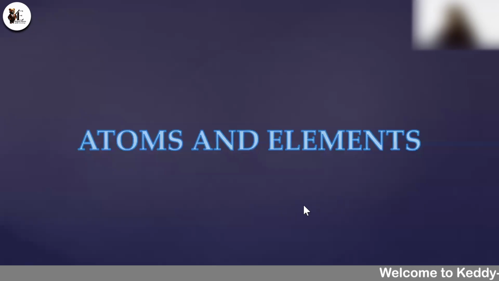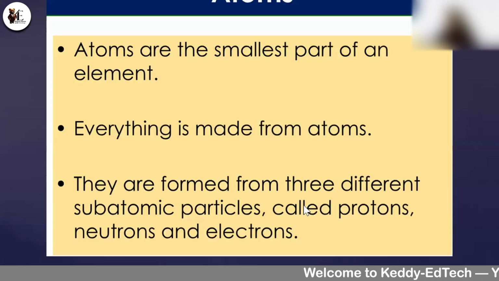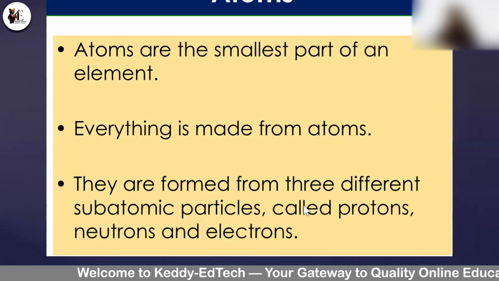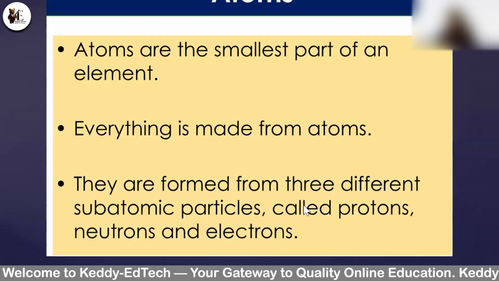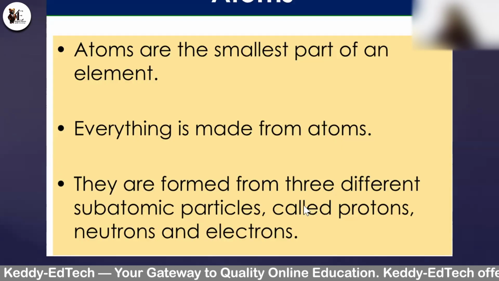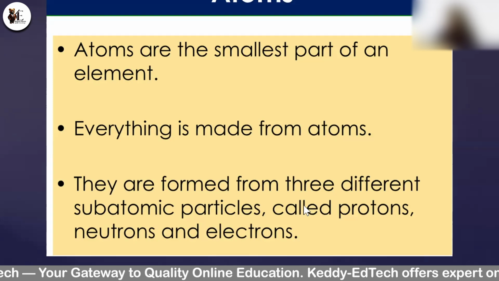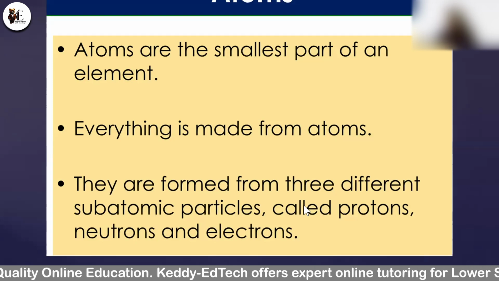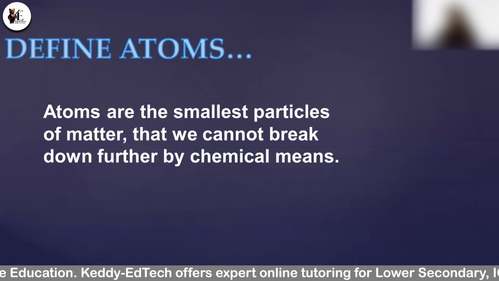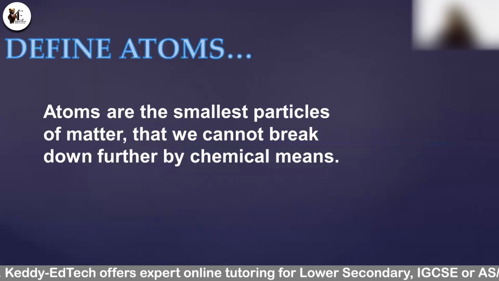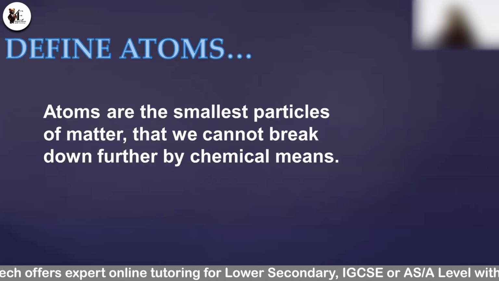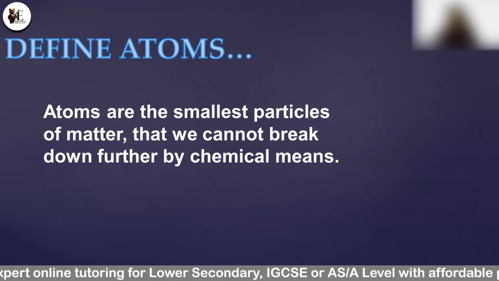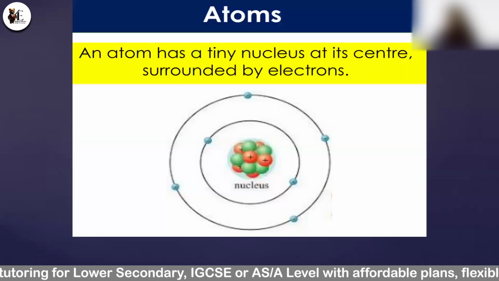We are doing the chapter Atoms and Elements, in which we have discussed what atoms are. An atom is the smallest unit of an element, or atoms are the building blocks of matter. There are three subatomic particles in an atom: proton, electron and neutron. The charge on the proton is positive, the charge on the electron is negative, and the charge on the neutron is neutral. Atoms are the smallest particles of matter. We cannot break them down further by chemical means.